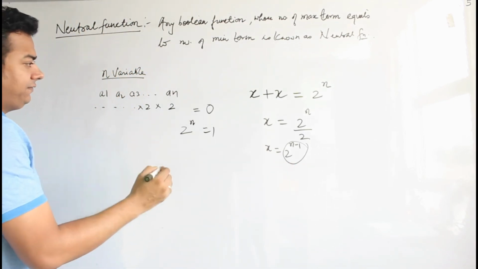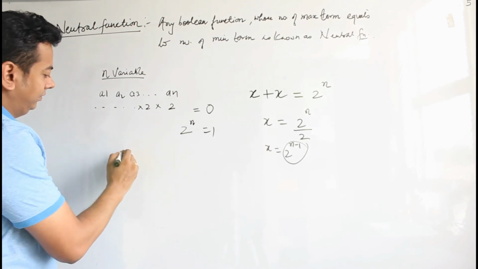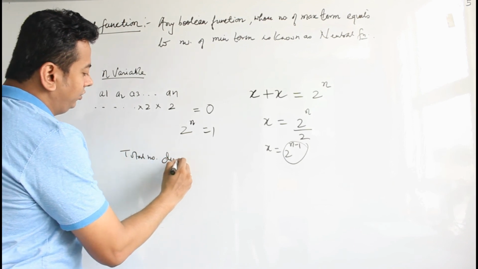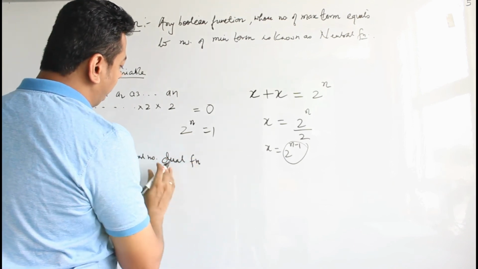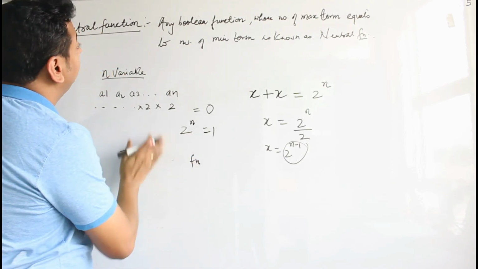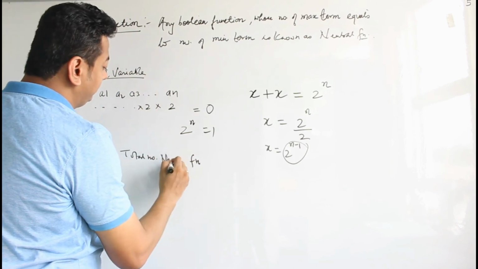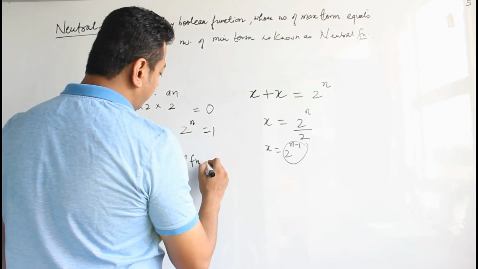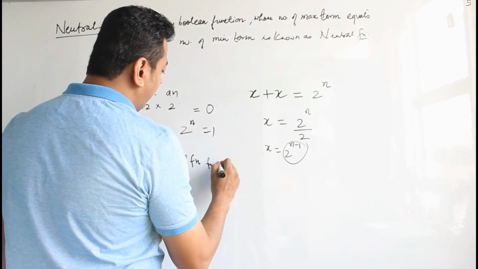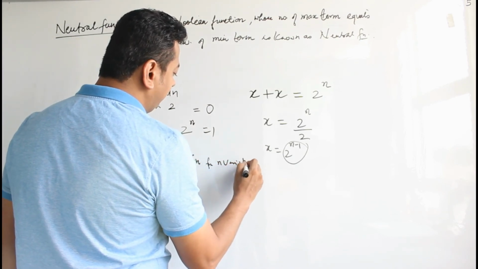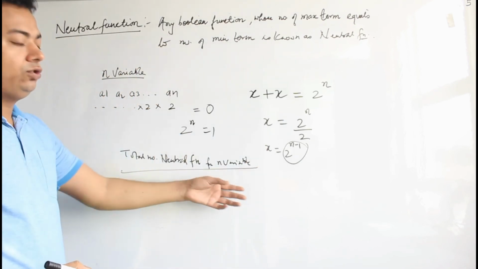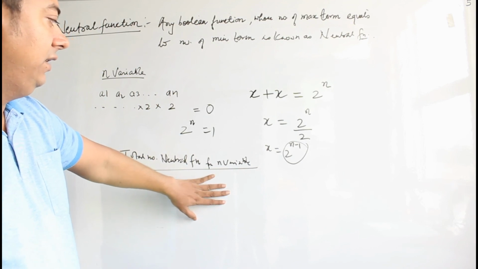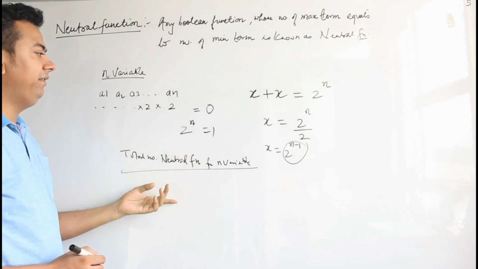Now let's find out the total number of neutral functions for n variables. So how will we compute the total number of neutral functions for n variables?